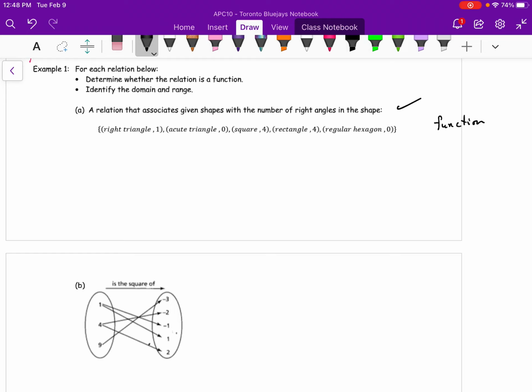This is a function because for each element of our first set, it maps into only one element of the second set. So perhaps I'll take another go at this and explain it in a different way. I think it's always useful to write out our set.